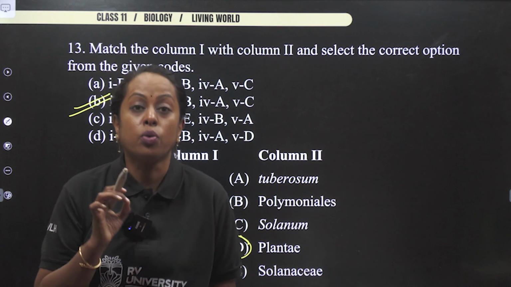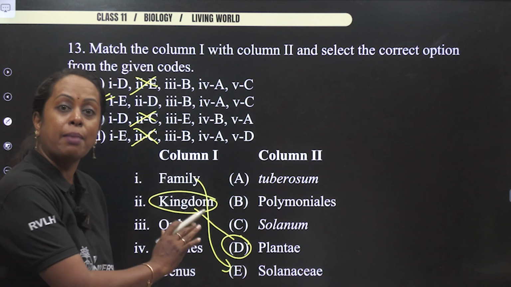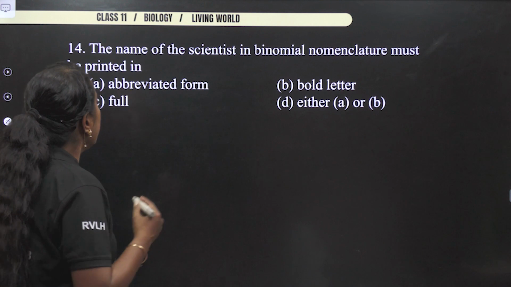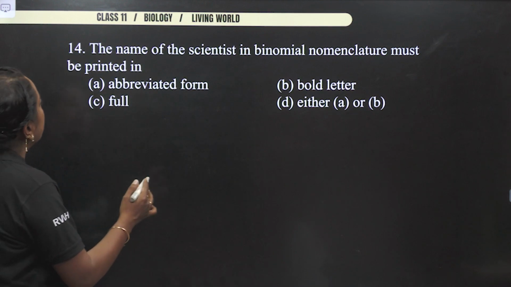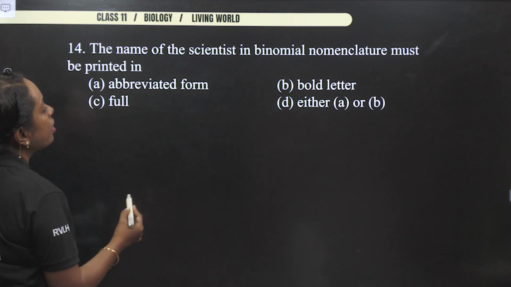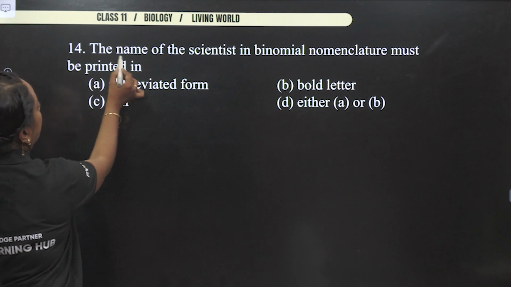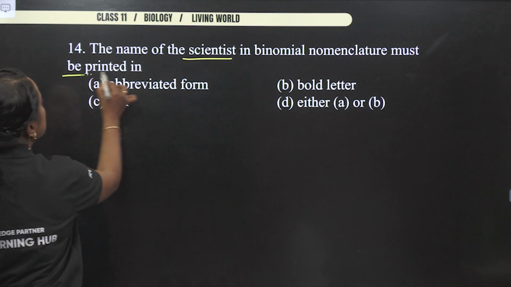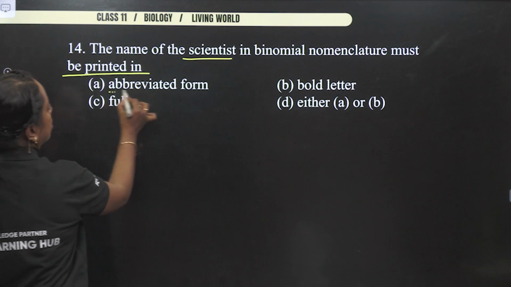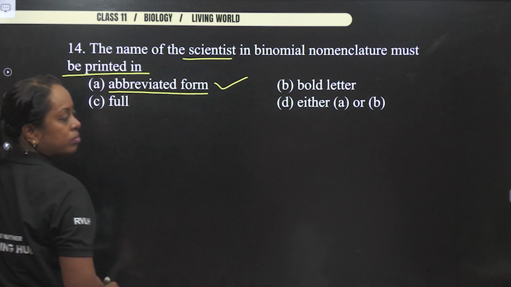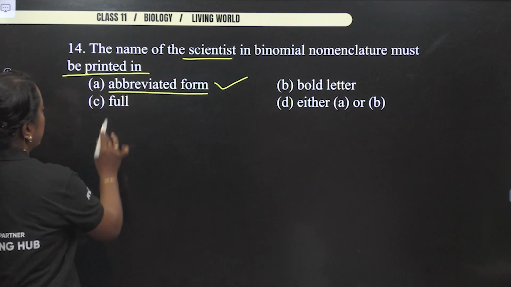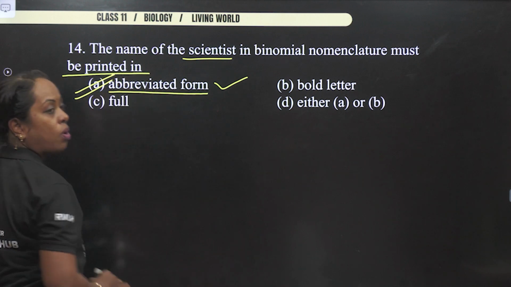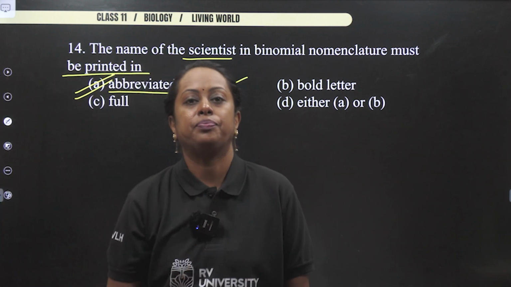So make sure you solve the match-the-following questions in the same manner that I'm teaching you. Next, the name of the scientist in binomial nomenclature must be printed in abbreviated form, not in complete bold letters, not in full form. So the answer is Option A.